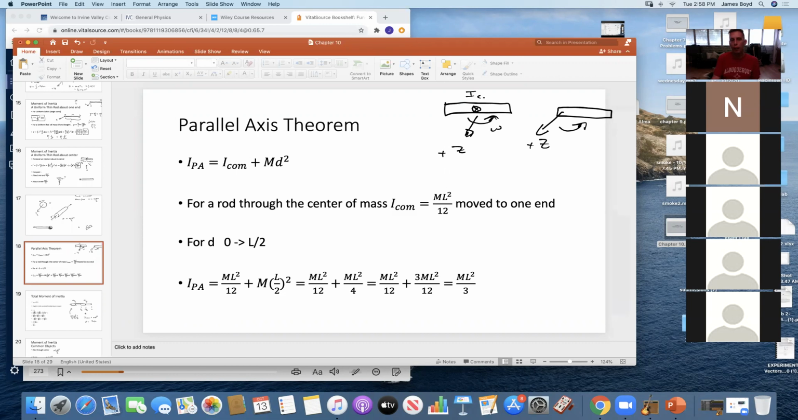This is what is called the center of mass. I'm going to move it to one end. I center of mass we already found was ml squared over 12. The parallel axis theorem says that the center of mass moment of inertia plus the mass times the distance you move the axis away from the original axis gives you the new parallel axis moment of inertia. When we move from here to there, d in this equation is the distance from the axis that we move to the new axis.